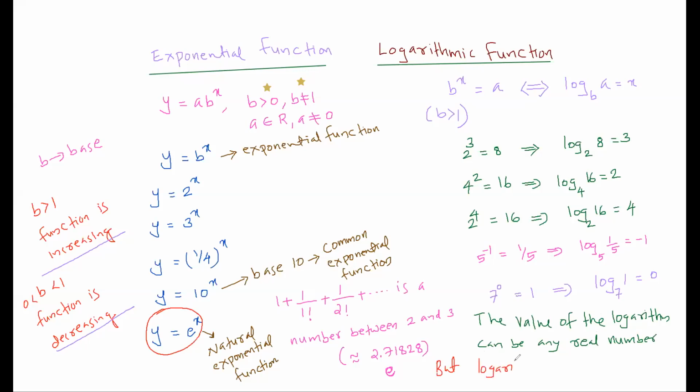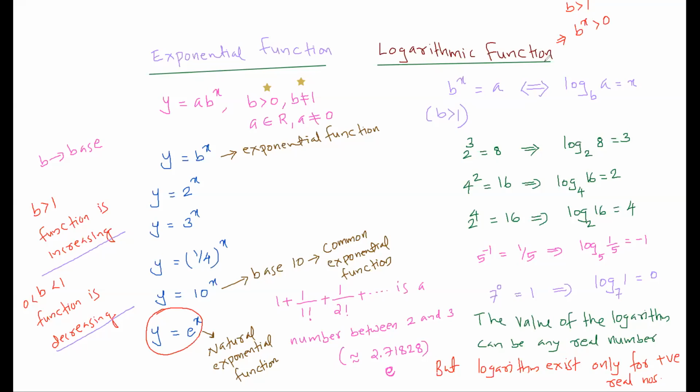But logarithm exists only for positive real numbers. इसका कारण इधर ही है. b is greater than 1. So if b is greater than 1, then b to the power x is always positive. है ना? b base is greater than 1.